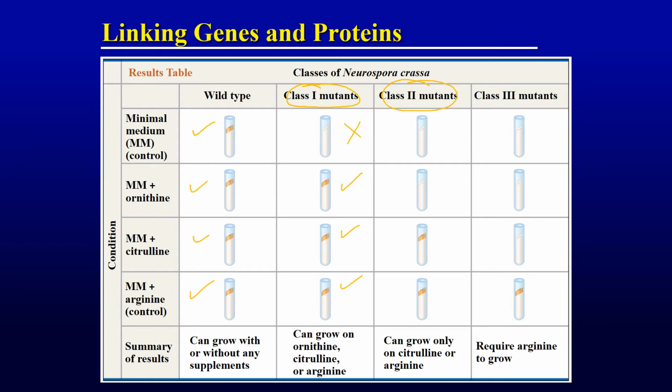They would see if they could grow on the minimal media, and if they couldn't, then they would see if they could grow on the minimal media with ornithine. And if they couldn't, but could grow on minimal media with citrulline and arginine, then they identified those as their class 2 mutants. And similarly, their class 3 mutants, not able to grow on minimal media, not able to grow on the ornithine supplemented minimal media, not able to grow on citrulline supplemented minimal media, but they could grow on the minimal media if it had arginine. So that's how they produce their class 1, class 2 and class 3 mutants, by doing that experiment.